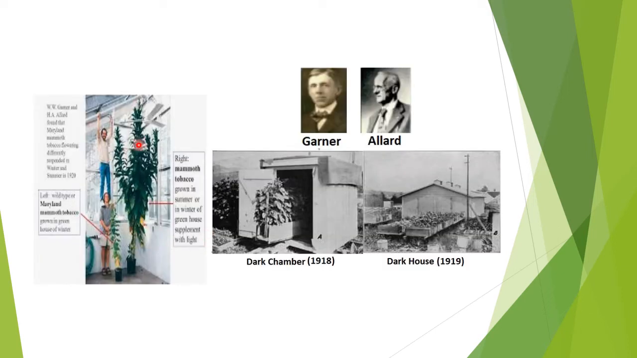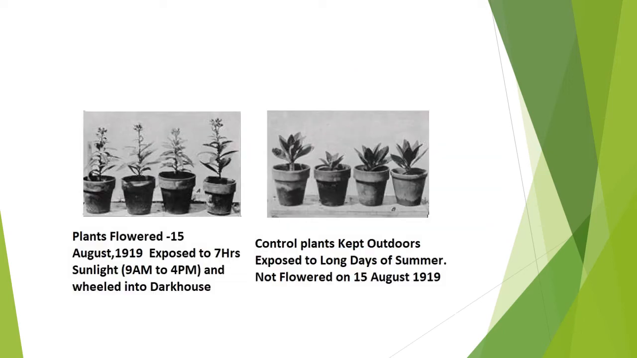This is the giant Maryland mammoth plant. This is the normal plant. So Garner and Allard used these dark chambers, and in 1918, 1919 they made the dark house, because they gave dark periods to these plants during the summer. For that they made these dark chambers, which were rotated on rotators and taken inside. The plants were kept inside. So this was the experiment done by Garner and Allard, which led to this discovery.